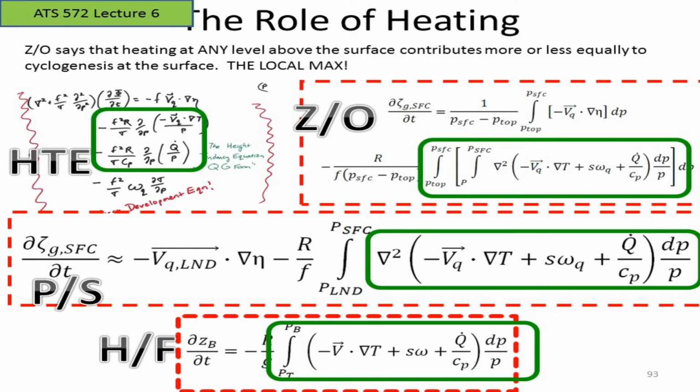And then the Zwack-Okossi equation on slide 93 tells us that the heating at any level of the atmosphere above the surface contributes more or less equally to cyclogenesis at the surface, but it does have to be a local maximum. It's the Laplacian of the heating, so it only works if you have non-uniform heating. You have like a local max or a local minimum of your heating. Wow, that's a whole lot of stuff to know.